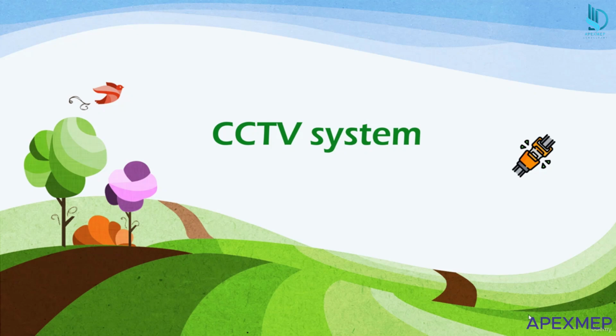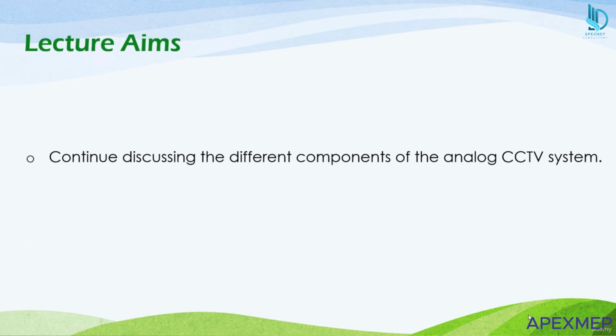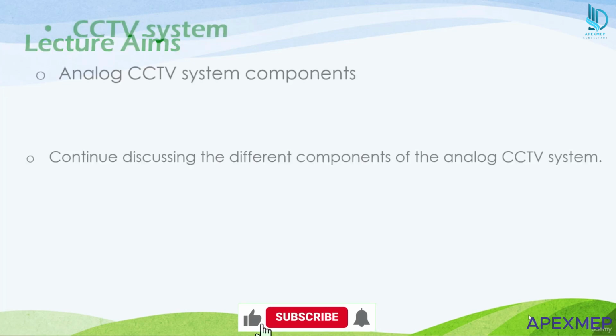In this tutorial, we will continue talking about our new interesting light current system, the CCTV system. So fasten your belt and let's get started. The aim of this tutorial is to continue discussing the different types of the CCTV components. So we need to know what the different components of the CCTV system are and what the different specifications of each of them are. So let's go ahead.